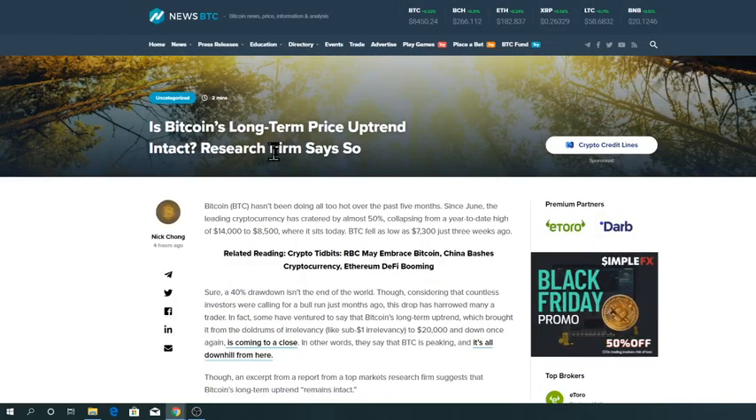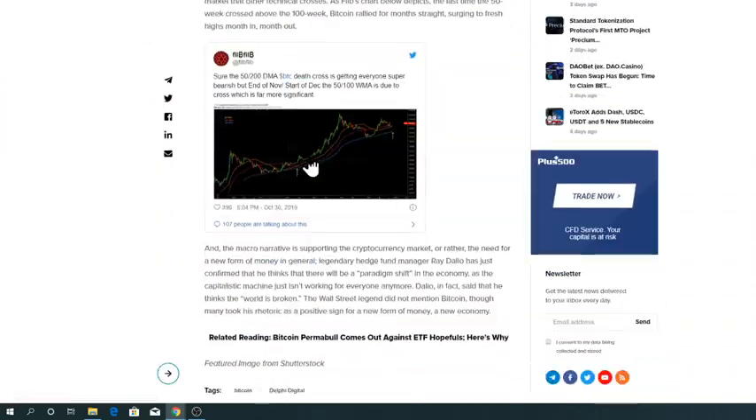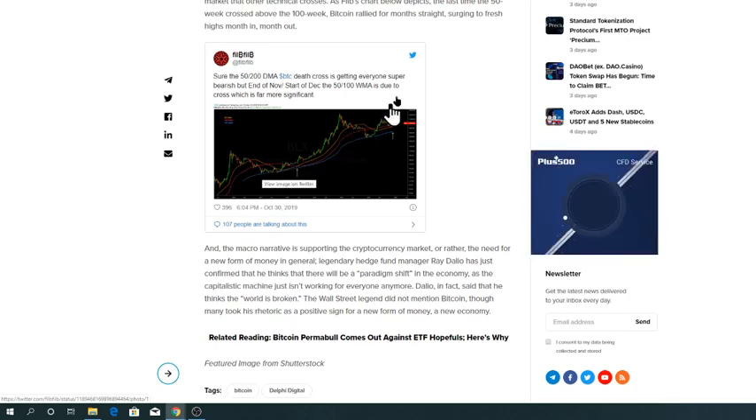And this one is like showing whether the price of Bitcoin is still in an uptrend or not. And the research firm says, so what? They say, is Bitcoin long-term uptrend intact? Yes, I also feel that. For me, I personally feel that, this happened previously. All the correction, a bit move upside, then the correction, then move up. So I'm happy with that.